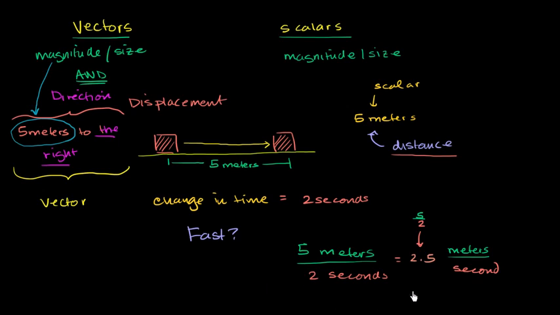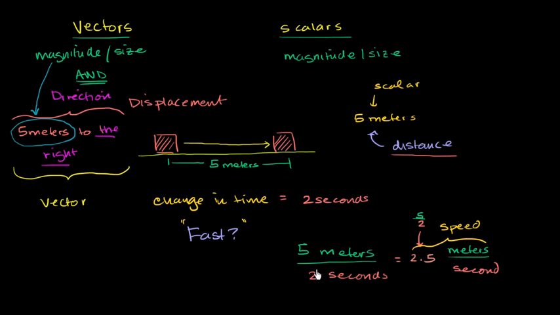So my question to you: this 2.5 meters per second tells you how far it traveled in a certain amount of time. Is this a vector or a scalar quantity? It is telling you how fast it went, but is it giving you just a size of how fast it went, or is it also giving you direction? Well, I don't see any direction here. So this is a scalar quantity, and the scalar quantity for how fast something is going is speed. So we could say that the speed of the brick is 2.5 meters per second.